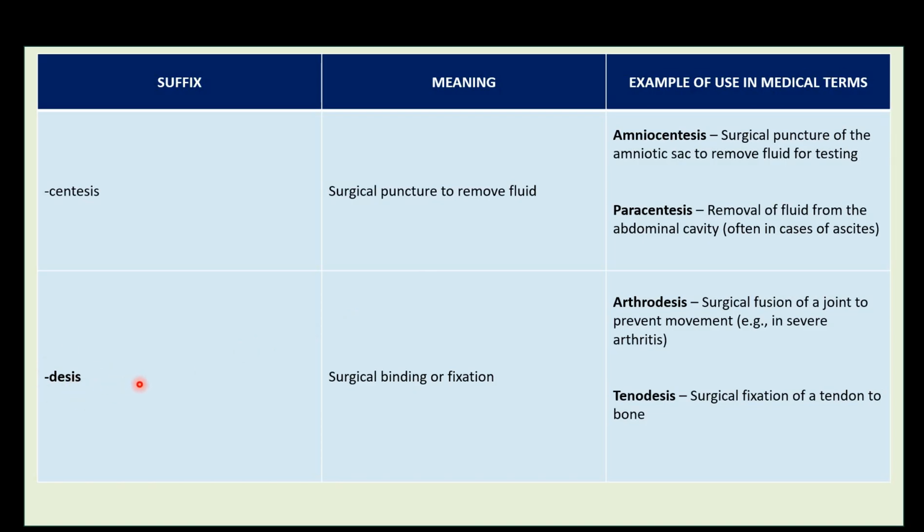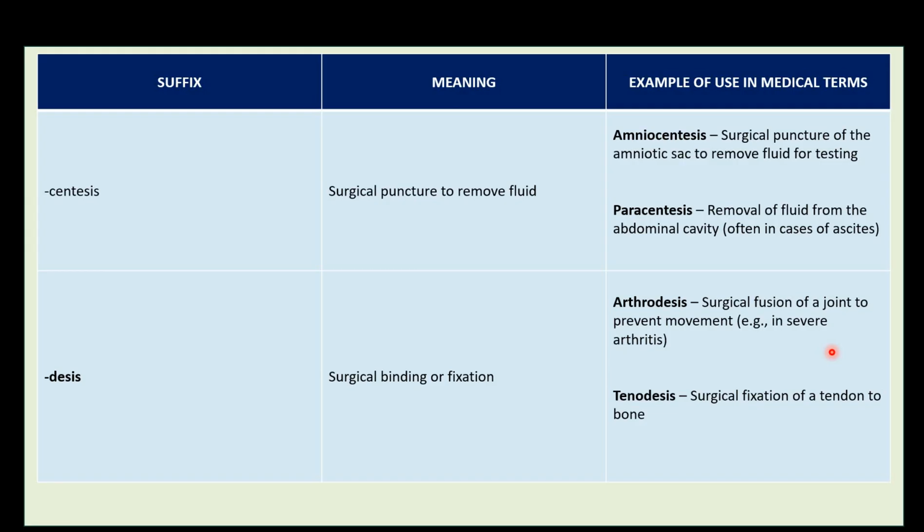Next suffix is desis, which means surgical binding or fixation. To understand this, let's see the example. The first example is arthrodesis. Arthrodesis means surgical fusion of a joint to prevent movement. An example is severe arthritis.